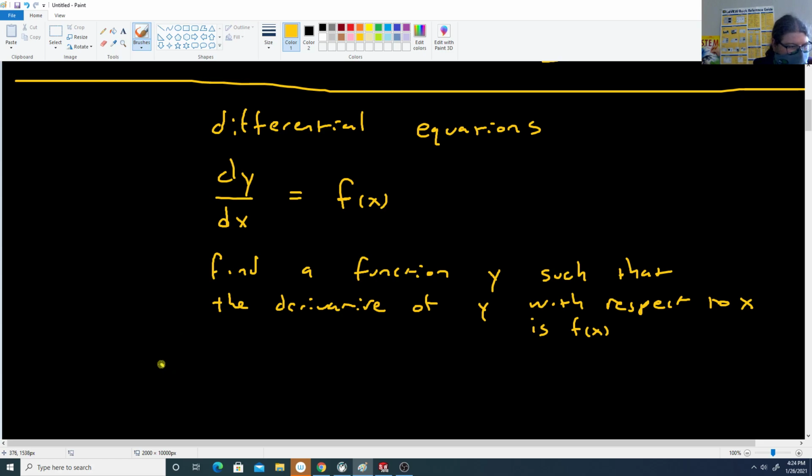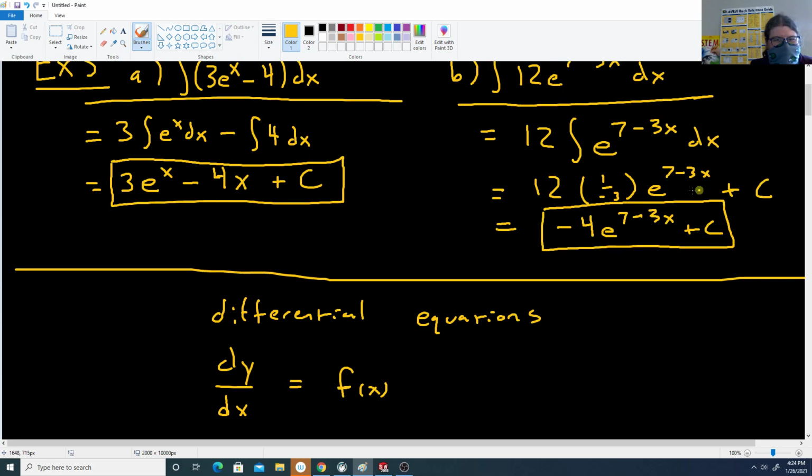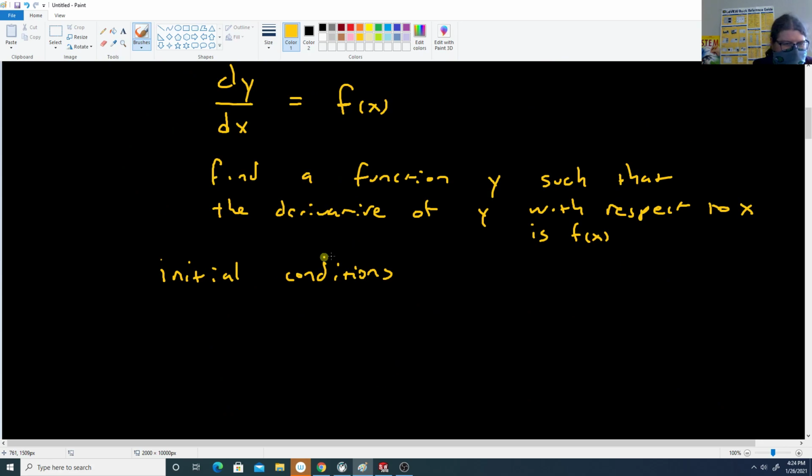Sometimes you're given initial conditions, because without initial conditions, a lot of times you end up with stuff like plus c. For an initial condition, they may say something like y of 0 equals 5. They'll tell you that the function you're finding, evaluated at some input, gives you an output, and that would be considered an initial condition. And we're looking at initial value problems.